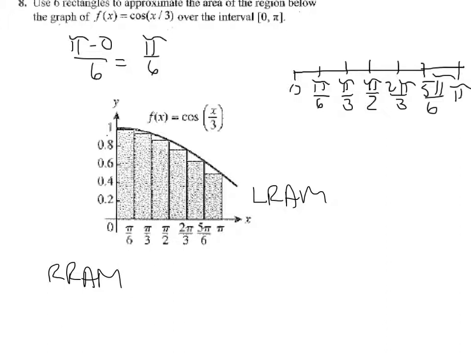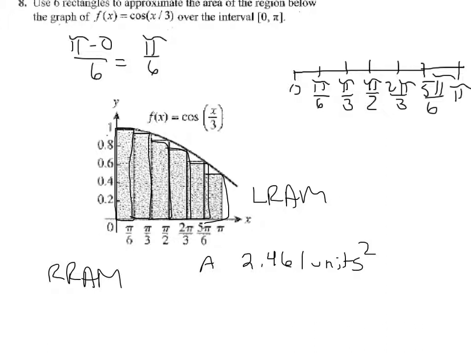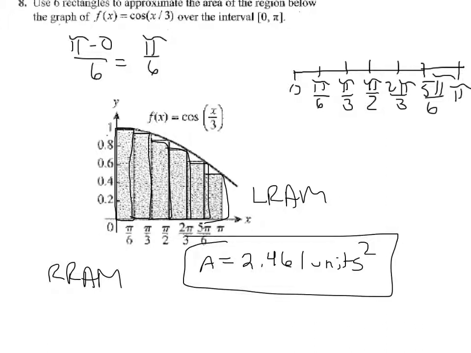But now again, we could plug in pi over 6 and calculate that y value, plug in pi over 3, calculate it, plug in pi over 2, calculate, plug in 2 pi over 3, plug in 5 pi over 6, and add them all together, and that's the approximate area. Okay? So if we did that, let's see what we would get. If you sum it all up, you should get 2.461 as the area, units squared. Okay?